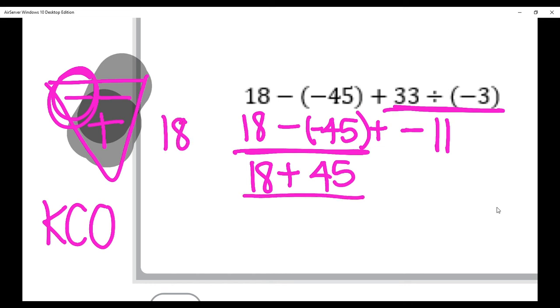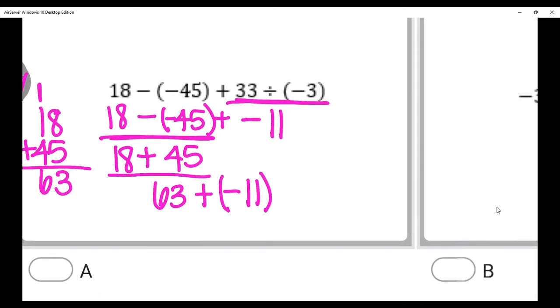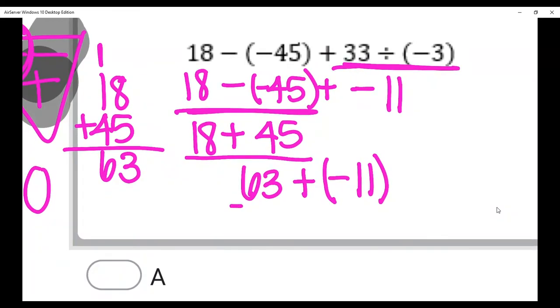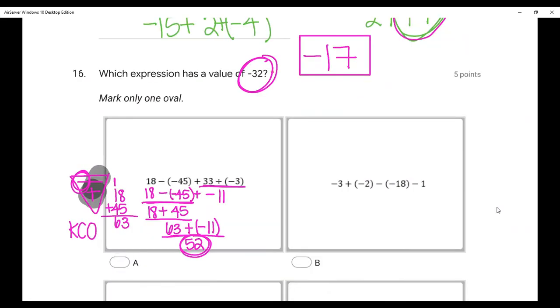So we got to come over here and do that. 8 plus 5 is 13. 1 plus 1 is 2. Plus 4 is 6. So 63. And then plus -11. Okay, these are different signs. So they're going to be on different teams. So I'm going to be subtracting them. So when I do 63 minus 11, I get 52, and it's positive because team positive won. And that's not what I wanted. I wanted negative 32, so that would not be the answer.